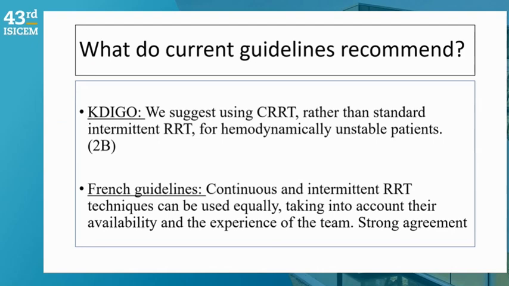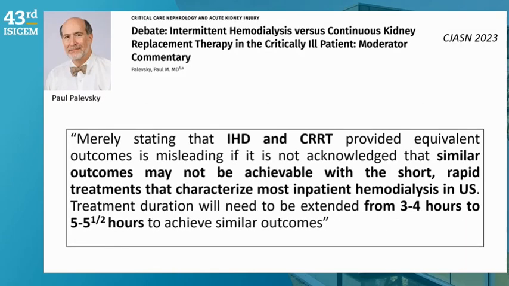But what do current guidelines suggest? If you look at this, KDIGO guidelines say, okay, you should prefer CRRT for your hemodynamically unstable patient. It's 2B, okay. But in France, continuous and intermittent may be used equally, taking into account the experience of the team. And this is a hot topic debate.